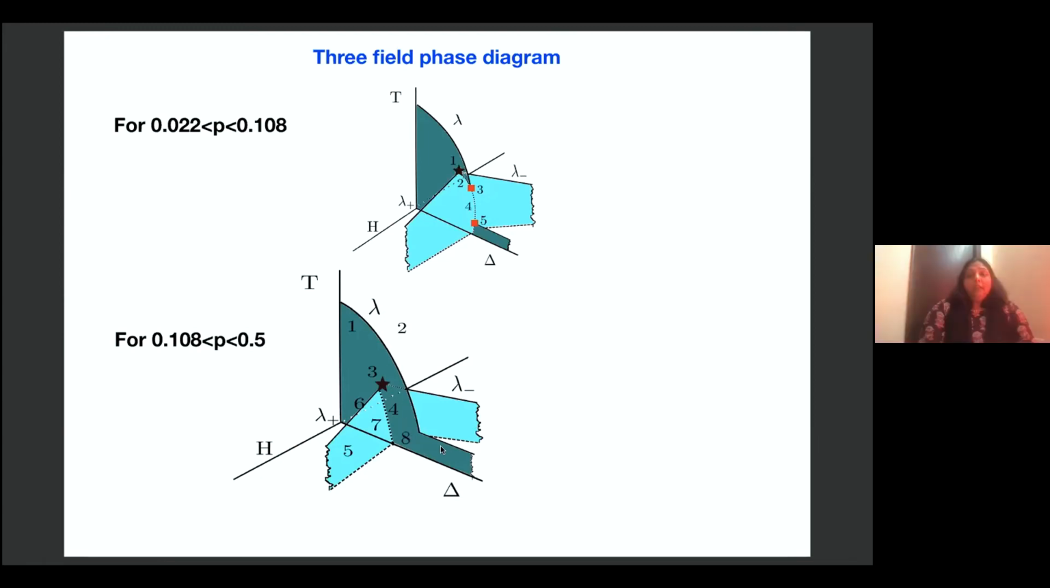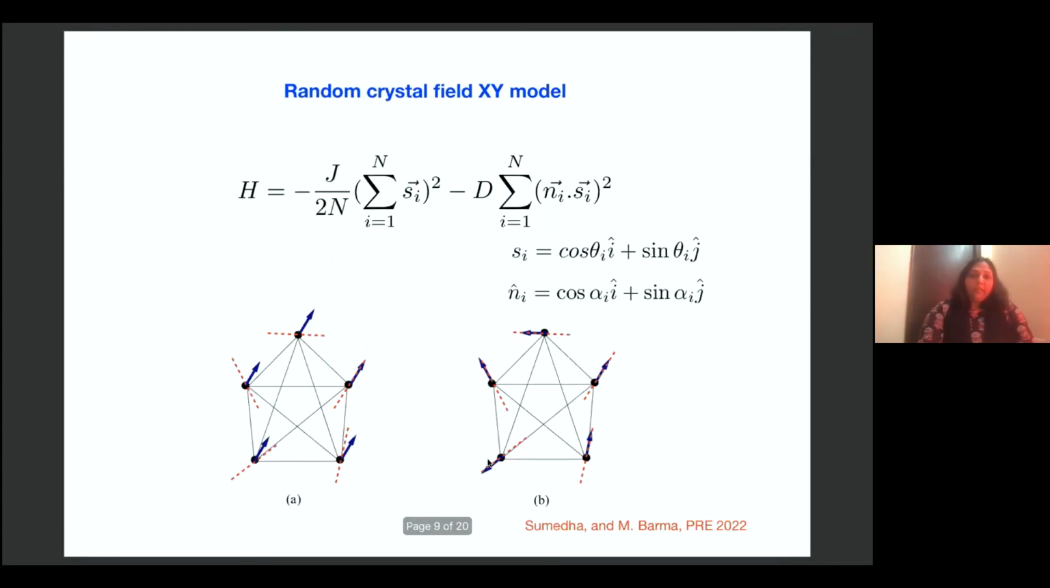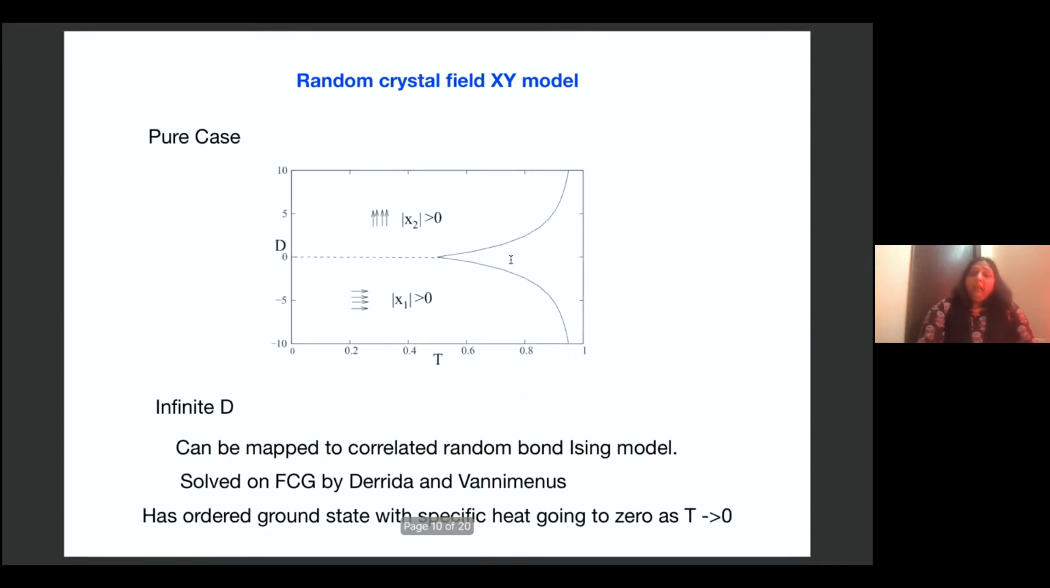First order transition moves. So I think this is more or less the Blume-Capel model, and I was actually in the very start of my talk. So I will move on to the next model, which is the random crystal XY model, which I studied with Mustansir. Here the spins are the XY spins, and the crystal field is disordered. Here if I take the pure system, the phase diagram has a spin clock transition in the DT phase diagram from a transverse Ising to a longitudinal Ising.